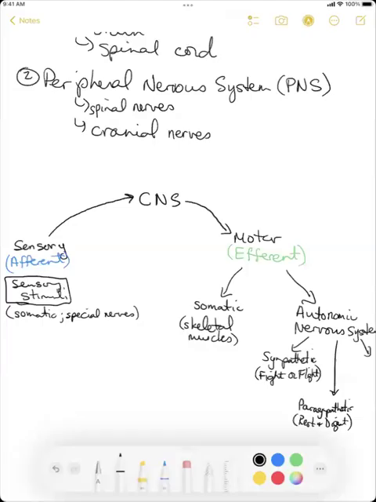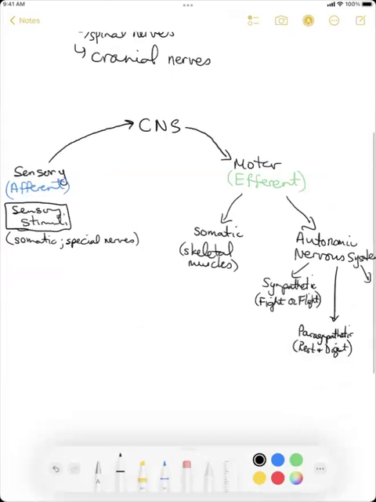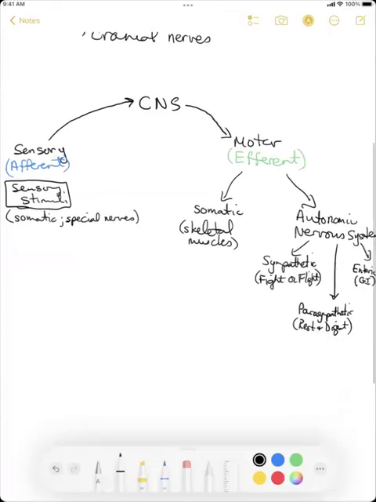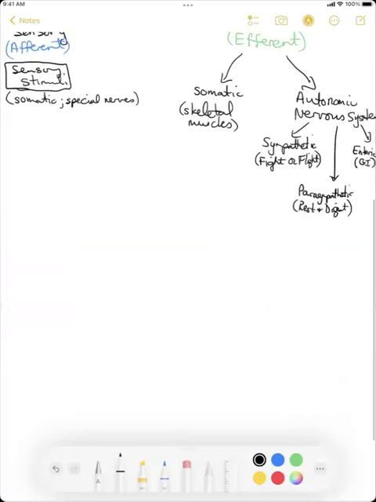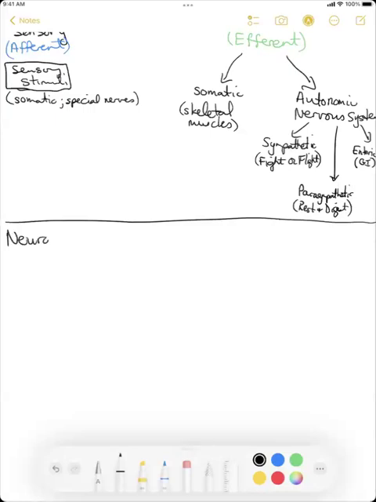And then there is a third arm of the autonomic nervous system that we refer to as the enteric nervous system. It's often forgotten about. This is going to control the GI function. Essentially, no matter what type of response we're looking at or what type of sensory input we have, the communication through the nervous system occurs through neurons. So the basic cell of the nervous system is a neuron.